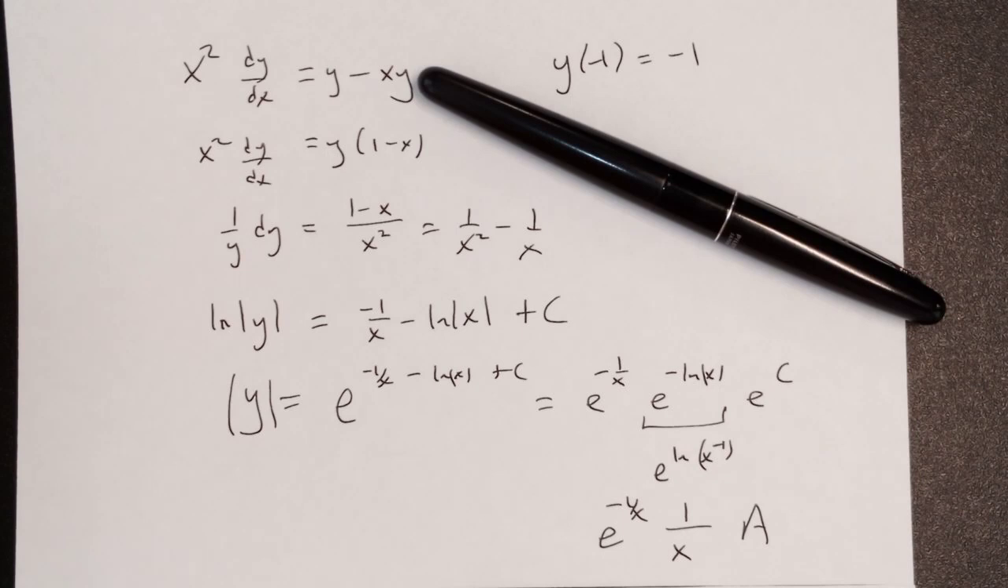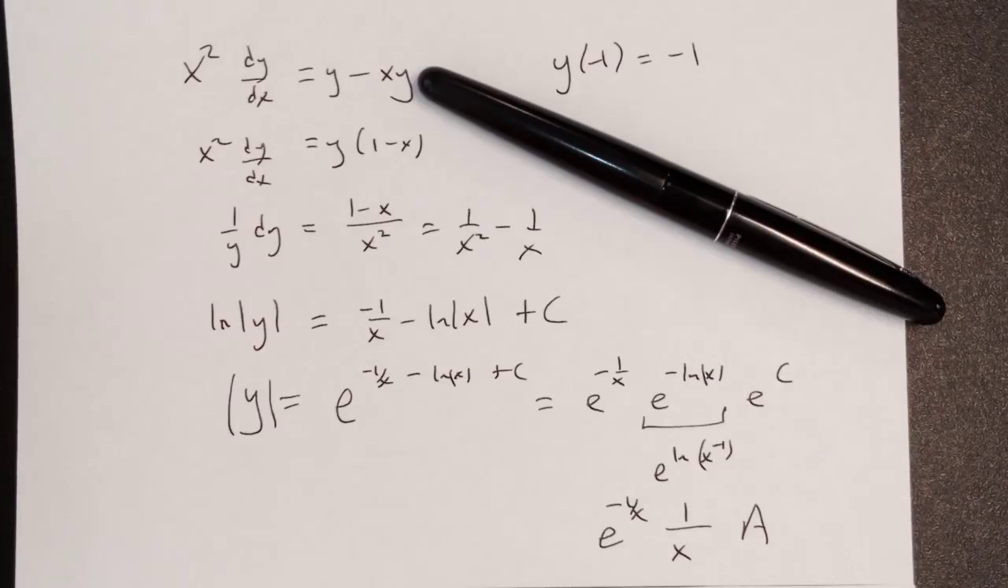I get x squared times dy dx is 0. Doesn't y equals 0 work for that? I have a solution that's not part of my one parameter family. We gave those a name. We called those singular solutions. Not equilibrium solutions, but singular solutions. A solution that didn't come out of my one parameter family.